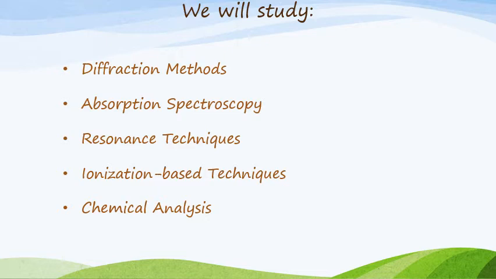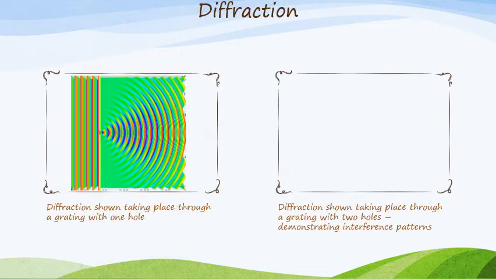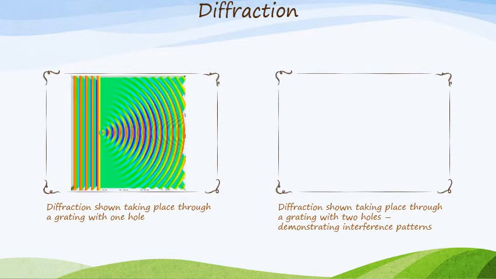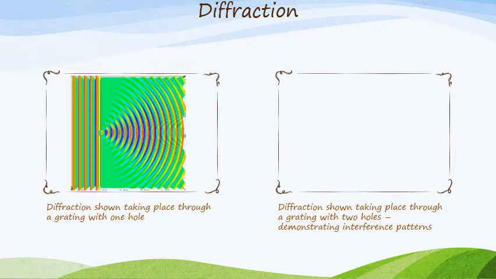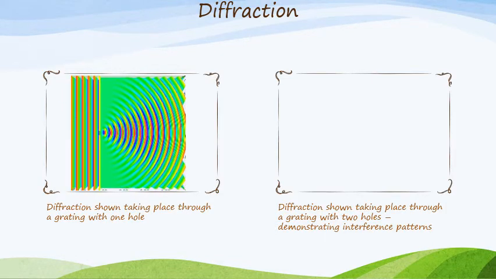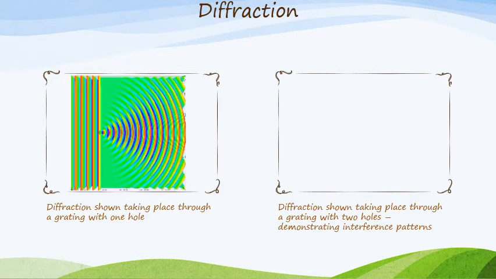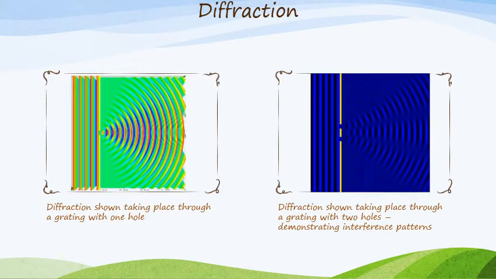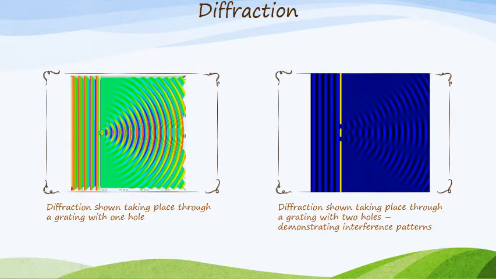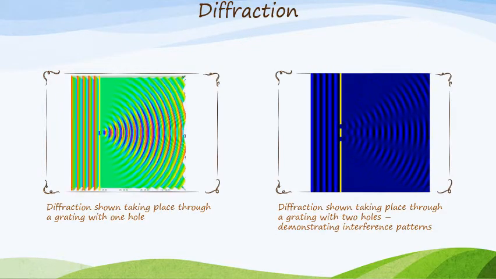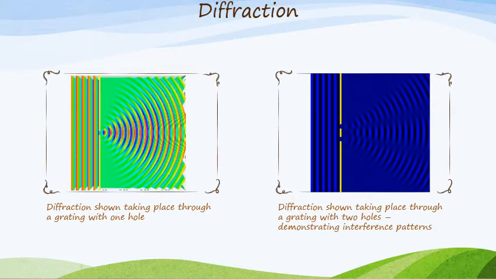In this part, we're going to deal with diffraction methods. So this is kind of like a graphic of what we see when we see diffraction. This is a diffraction grating with one hole. And what happens when we have more than one hole, we start to see some interference patterns, which you can see on the blue diagram on the right-hand side.